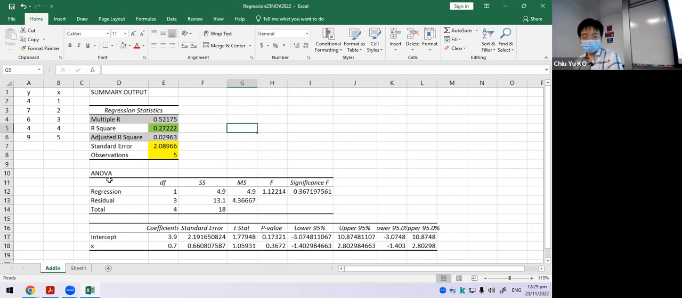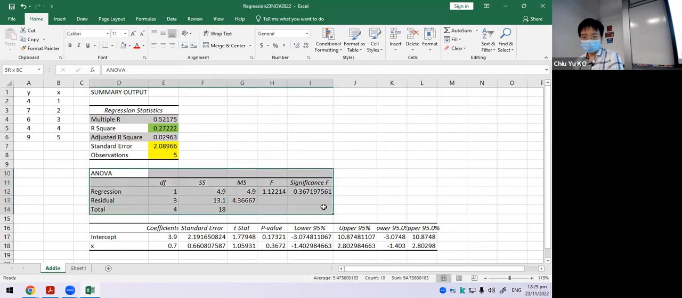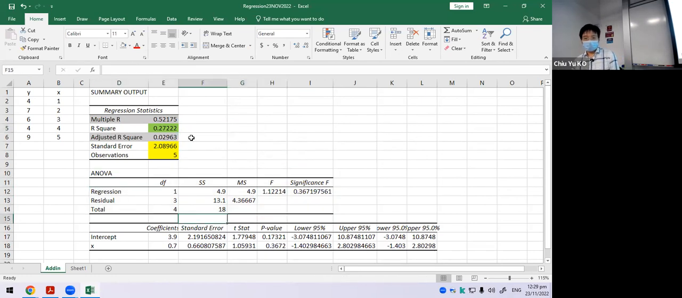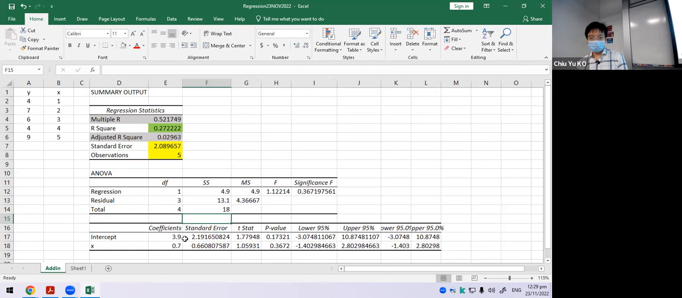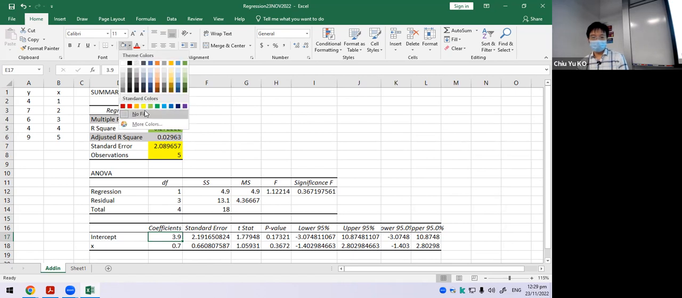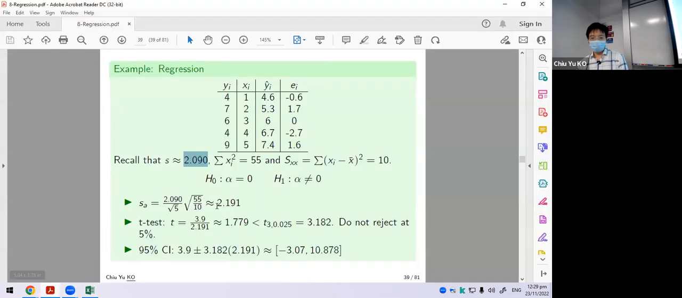You should be able to see, after the break, we'll go over the ANOVA. What you learned just now is this one. This is what we found, right? The coefficient. This is the guy we know. And this is the guy where we calculate 2.191. If you don't remember, this is actually the standard error S of A, right? S of A.